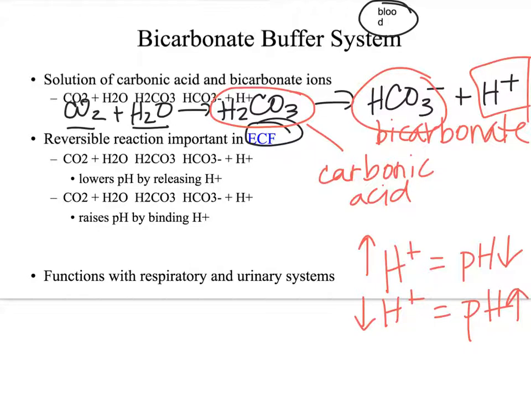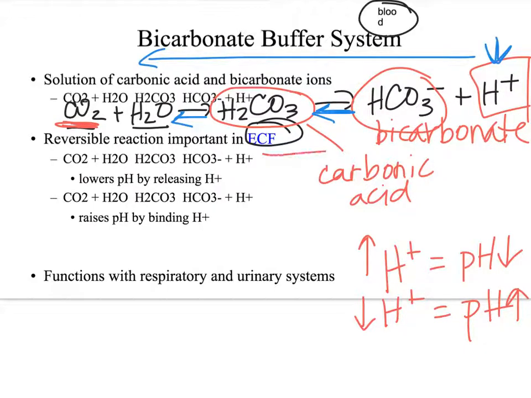Now, this reaction, this whole thing is reversible. So it can go either way depending on what's in excess. So if hydrogen ions are in excess, we'll go this way. If carbon dioxide is in excess, we're going to go this way. So this is what this is trying to show. If we are going this way, we're going to be releasing hydrogen ions. If we need to go this way, we're binding hydrogen ions.